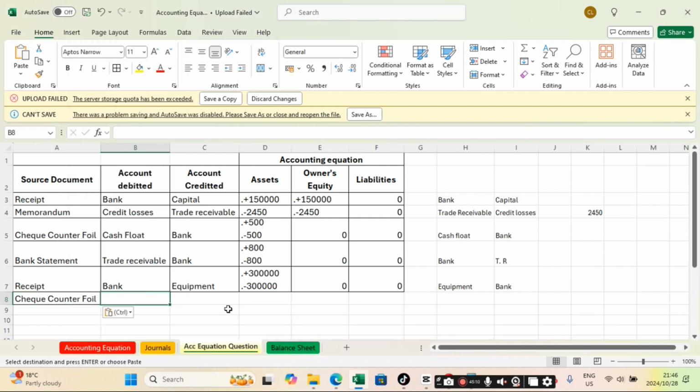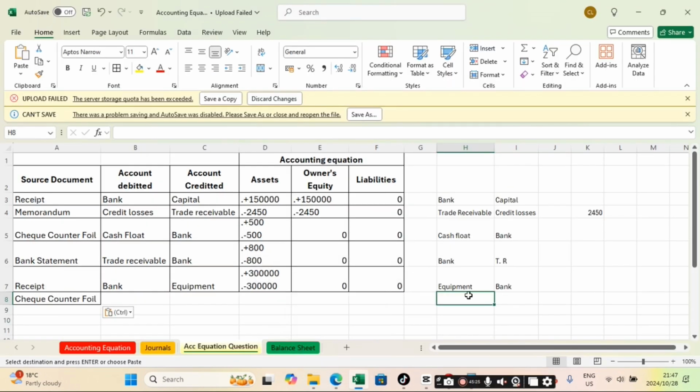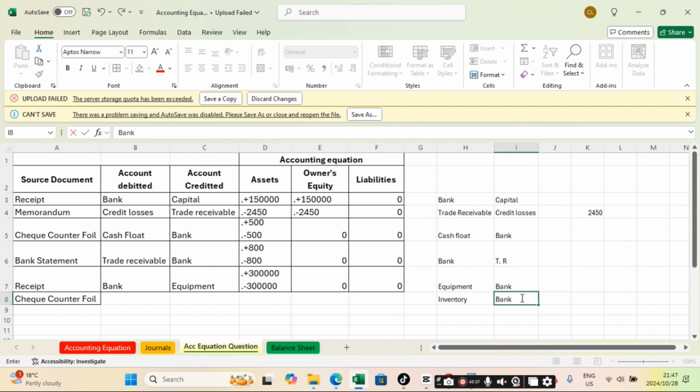And then what else? Our two accounts that will be affected. What did we purchase? We purchased inventory. So since we purchased inventory, our inventory will be affected. And also, we purchased that inventory for cash. So the bank will also be affected.